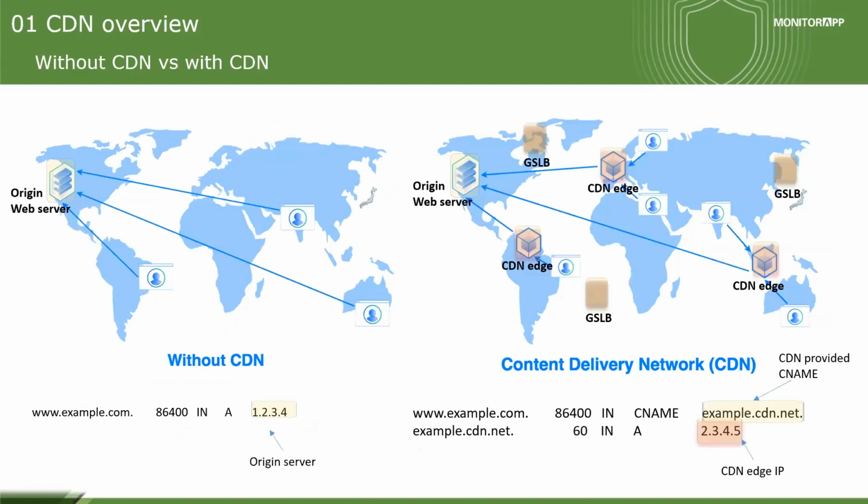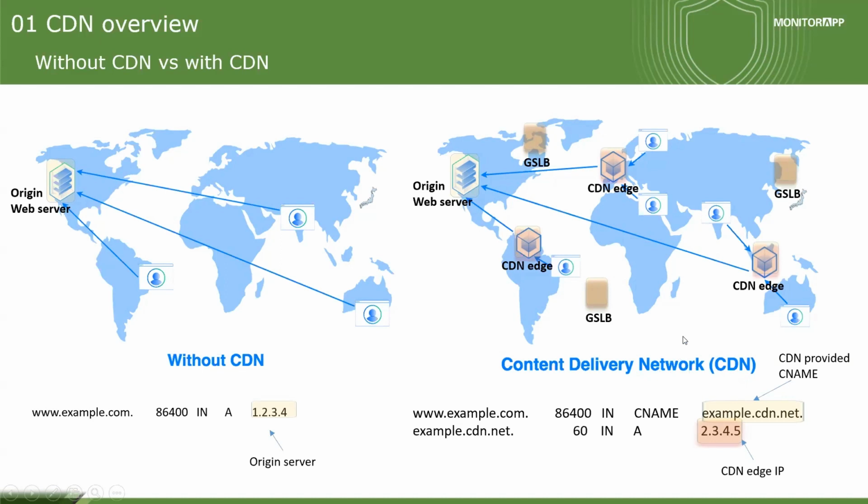Okay, then let's look at the difference between without CDN and with CDN. If there is no CDN, your domain will point to one IP address, which is the origin web server or load balancer. Then the traffic will be centralized to the origin web server. But in the case of CDN, your domain is a CNAME to the CDN-provided CNAME, and the edge IP address will be the CDN edge IP address.